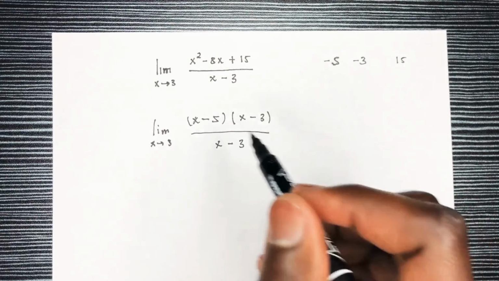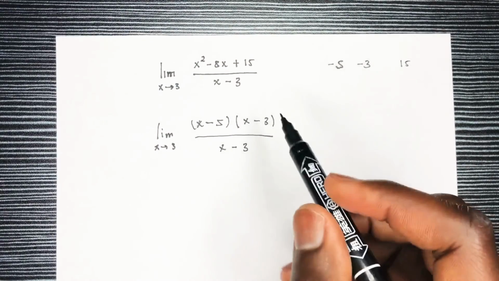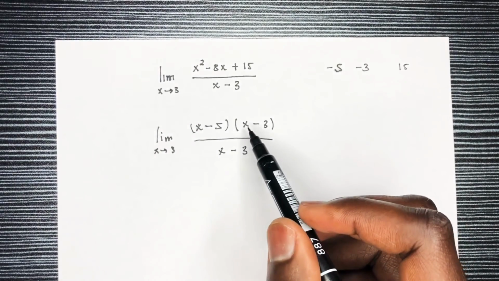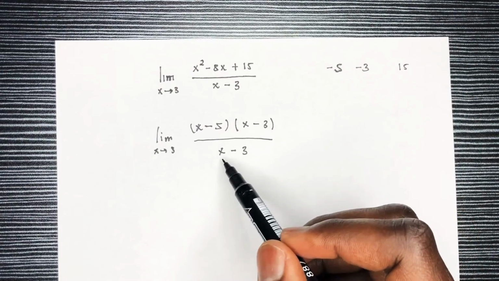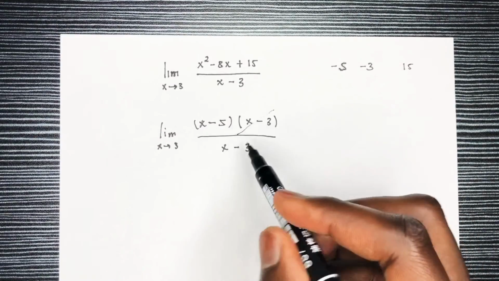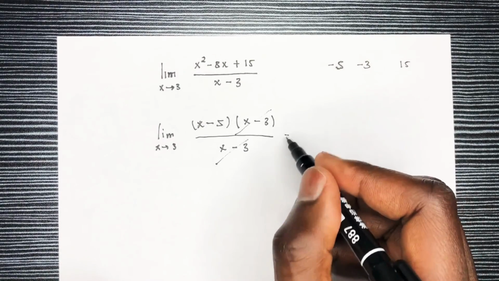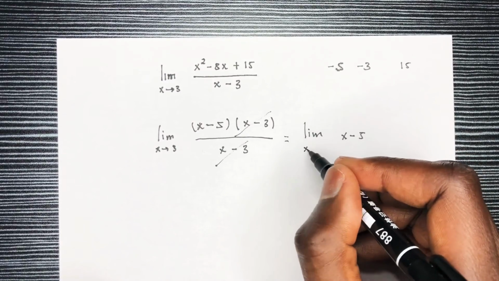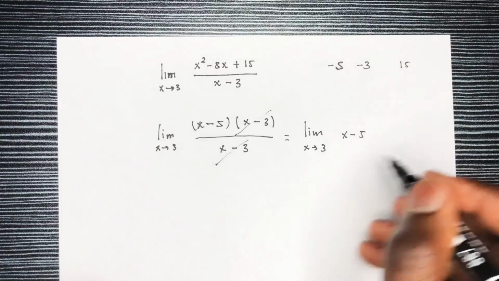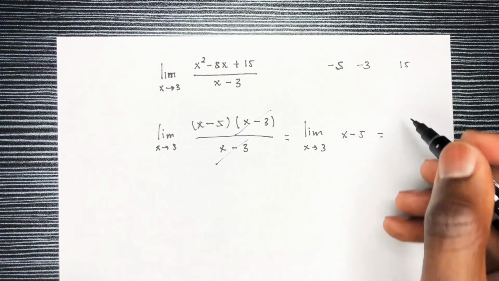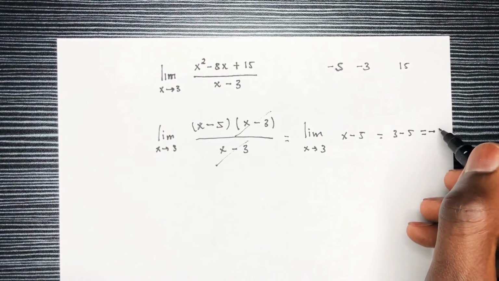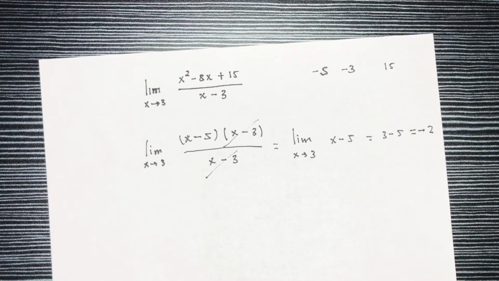And after we do this, we can now simplify the similar expressions that are on the top and also on the bottom. In this case there is x minus 3 on top, and there is also x minus 3 on the bottom. If we simplify these two expressions, we are left with the limit of x minus 5 as x approaches 3. After that we can just plug the 3 into the function, which is 3 minus 5, which is equal to negative 2. And that's it for this equation, which is completely easy.